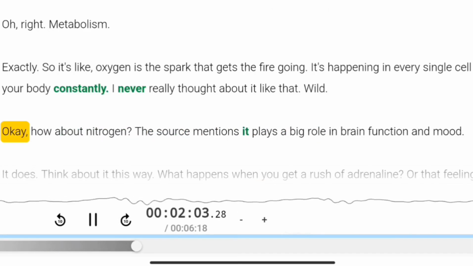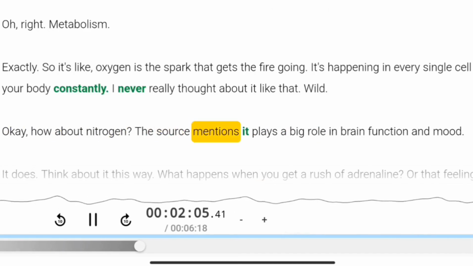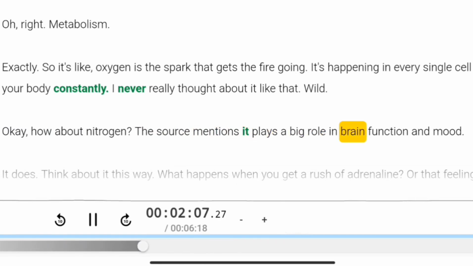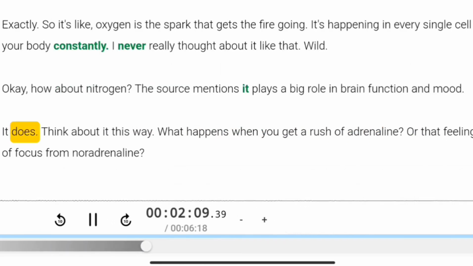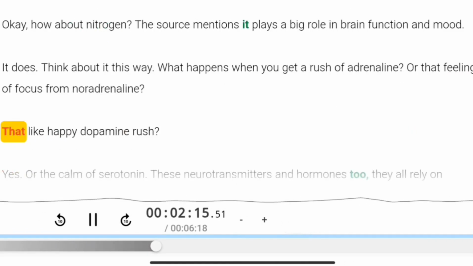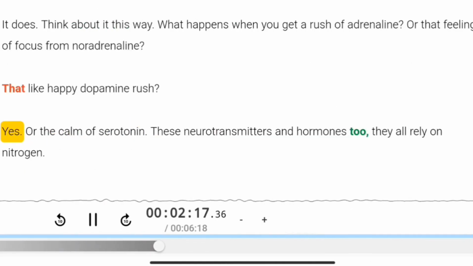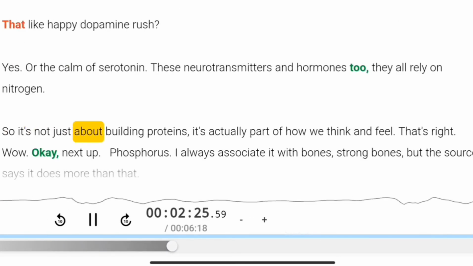Wild. Okay, how about nitrogen? The source mentions it plays a big role in brain function and mood. It does. Think about it this way. What happens when you get a rush of adrenaline? Or that feeling of focus from noradrenaline? Or that happy dopamine rush. Yes. Or the calm of serotonin. These neurotransmitters and hormones, too, they all rely on nitrogen. So it's not just about building proteins, it's actually part of how we think and feel.